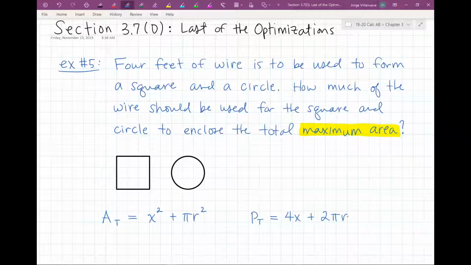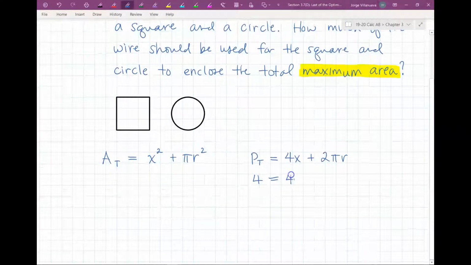What's my perimeter? 4. That's the total. I can't have any more. I want to use all of it. I don't want to say I'm only going to use half and I'm going to maximize my area. That's not possible. You want to use it all, right? So 4 is equal to 4x plus 2 pi r. And what I'm going to do is solve for basically anything I want to, x or r. It's up to you. I'll just solve for r since we prefer using x's and y's, right? So let's solve for r.